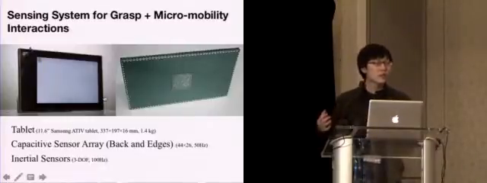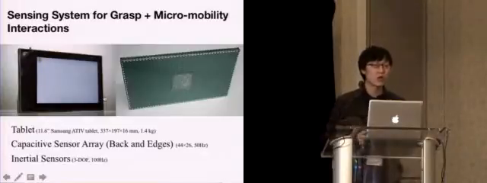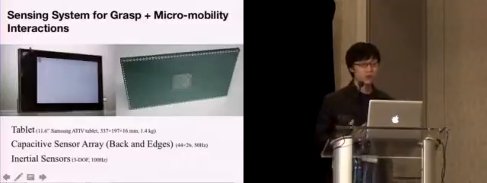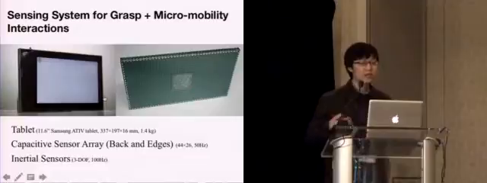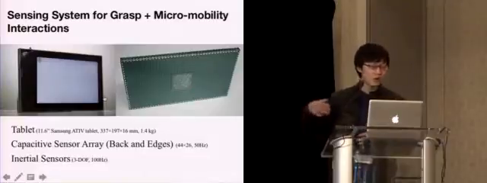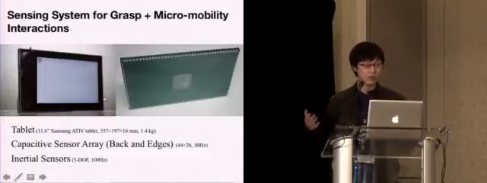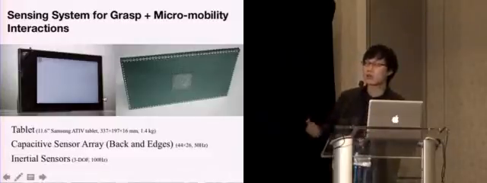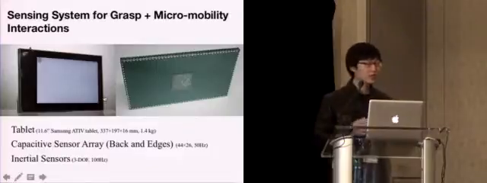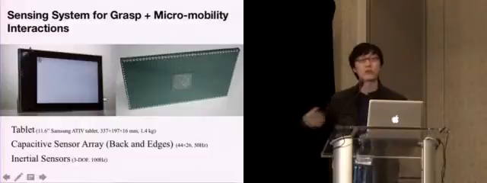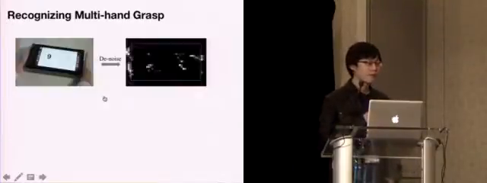And because there was no existing device that can capture both signals from the user, we had to build an infrastructure to capture grasp and micromobility interactions. So we used a standard tablet covered by a custom capacitive sensing array, which is a 44 by 26 array, that covers the entire back and side edges of the tablet. And in the middle, as you can see, an inertial sensor is capturing 3 degrees of freedom of the movement that is exerted on the device.